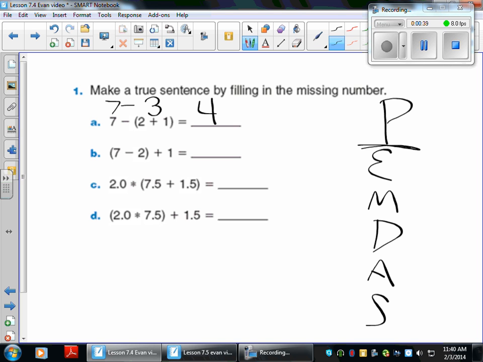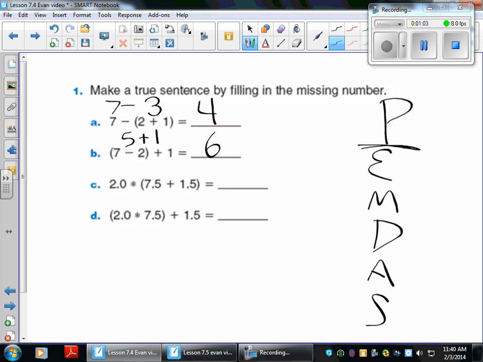For B in this problem, we have the parentheses around 7 minus 2. I have to do that first. Parentheses comes first. 7 minus 2 gives me an answer of 5. Plus 1 gives me a final answer of 6. Parentheses first always. Always following our order of operations. Not necessarily doing the problems left to right as it's written, but you have to do parentheses first.